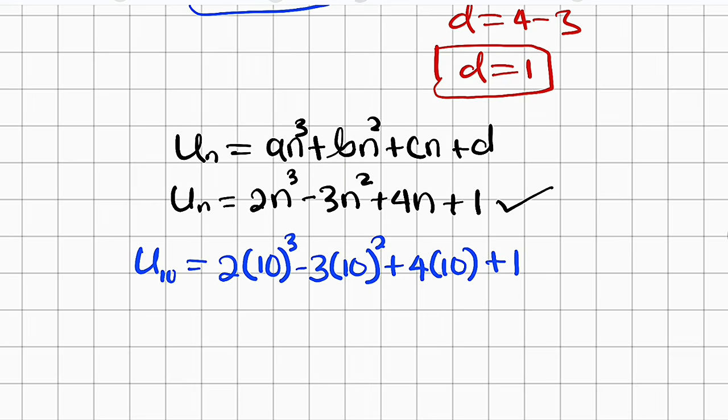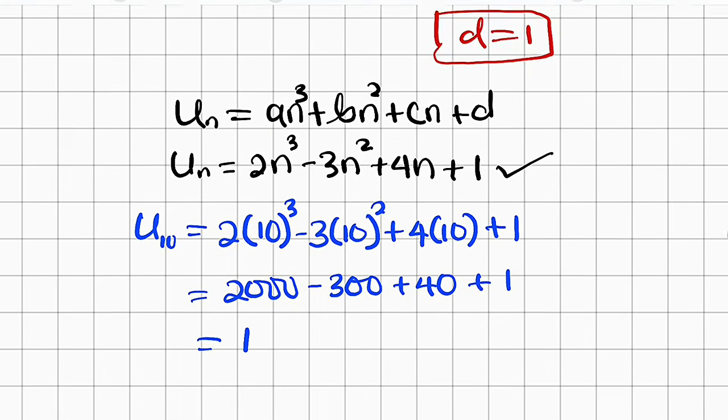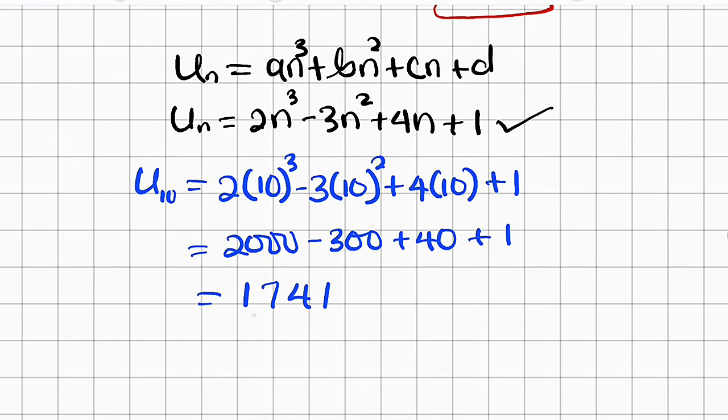10 to the power of 3 is 1,000, and 1,000 times 2, this is 2,000. Minus 10 to the power of 2 is 100, and 100 times 3 is 300. 4 times 10 is 40. And lastly, plus 1. Now you take 2,000, you subtract 300, that will give us exactly 1,700. Then you add 40, that will give us 1,740. Then you add 1, you get 1,741. Yay! This is the 10th term of that sequence.